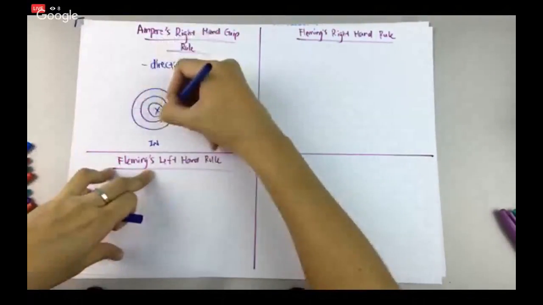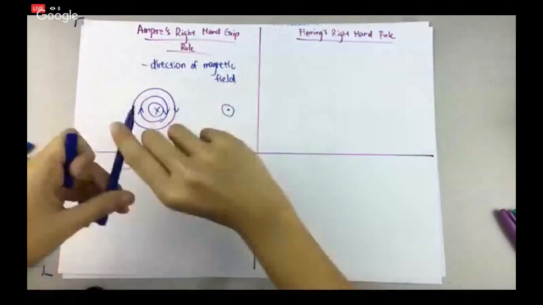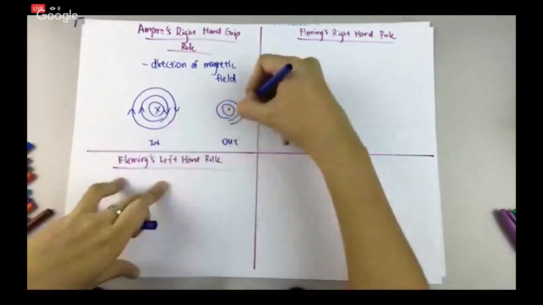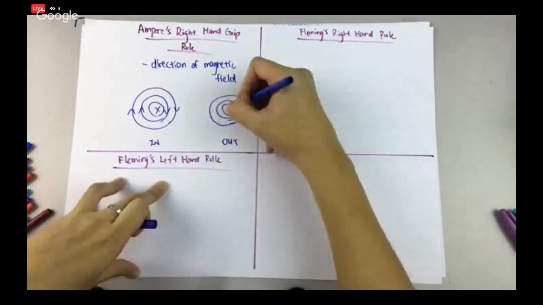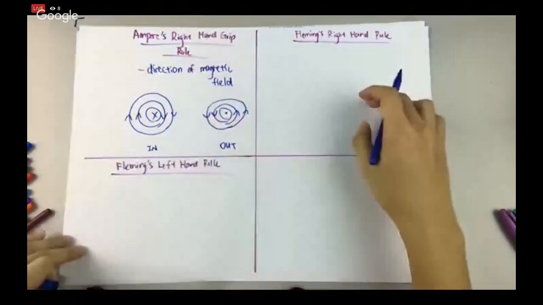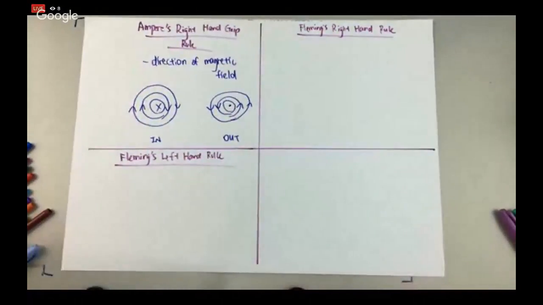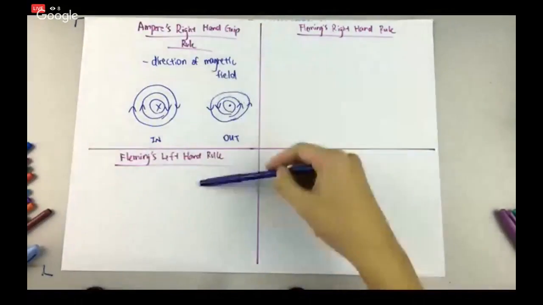Then, what is Fleming's left hand rule and what is Fleming's right hand rule? Today will be the magnetism chapter part one. So in part one, we only talk about these two, and then this one we talk about in the next week's video. Fleming's left hand rule is about your left hand, but not really about the hand itself, you use it to find your force.